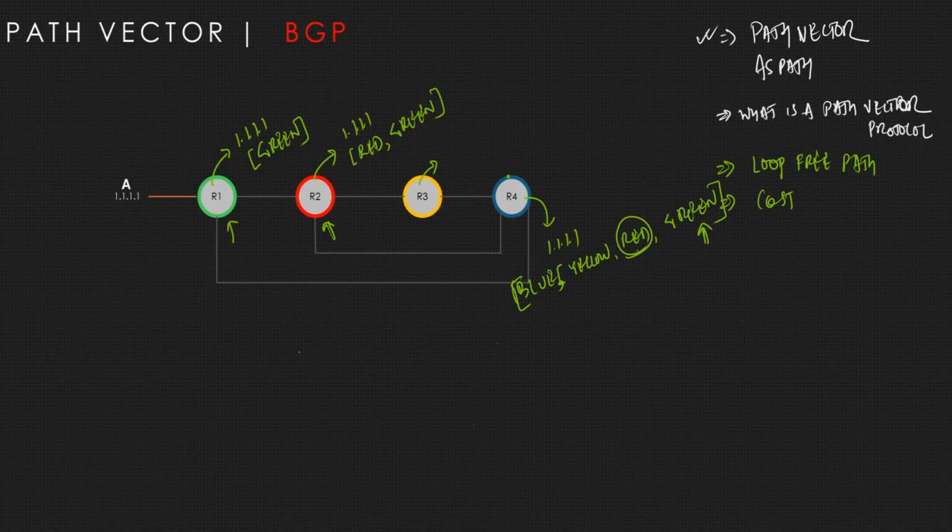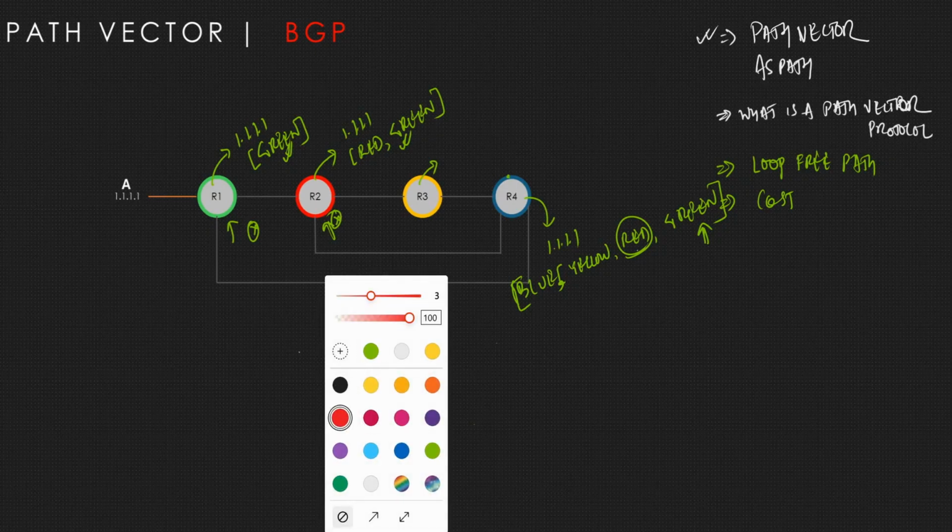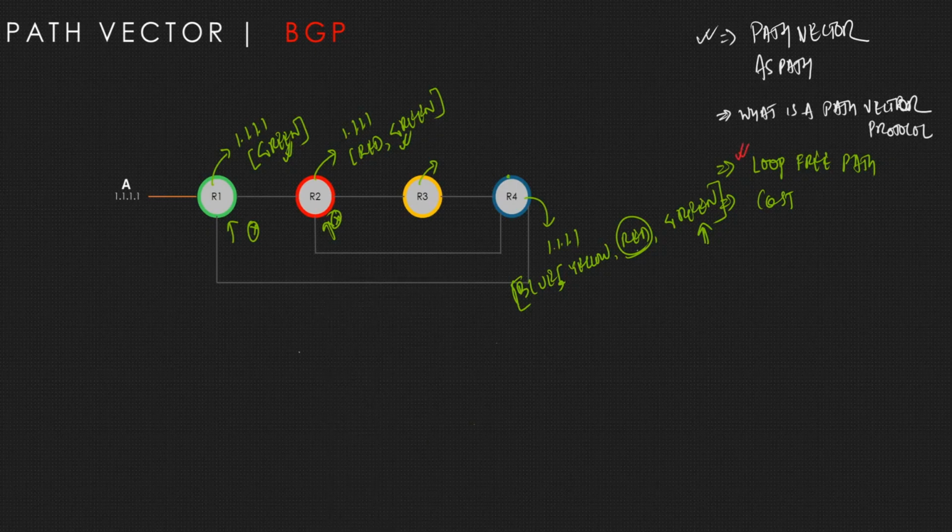Based on this, router 1 and router 2 will reject the advertisement. Basically, whenever I get something and I am already there in the path, it indicates that R1 and R2 are already present in that advertisement. So it will not accept it, it will reject that. This provides a loop free path. This guarantees a loop free path.